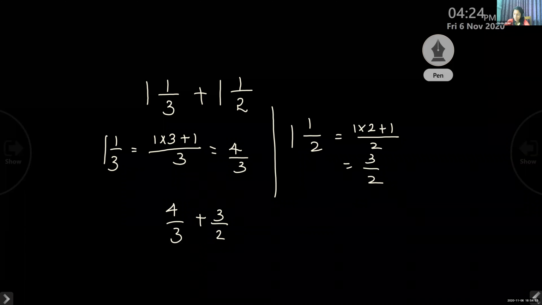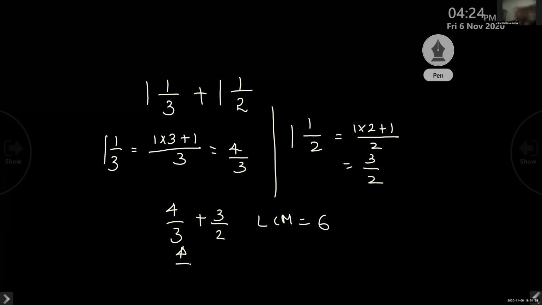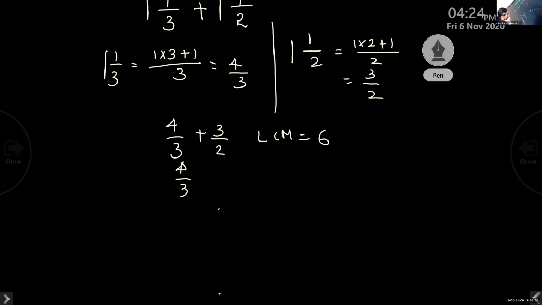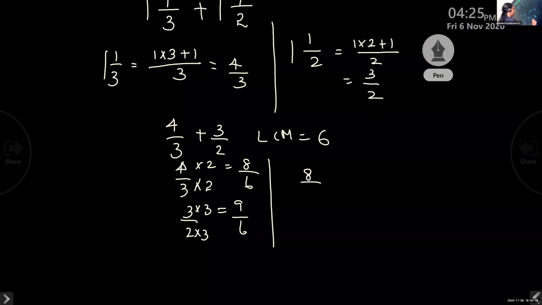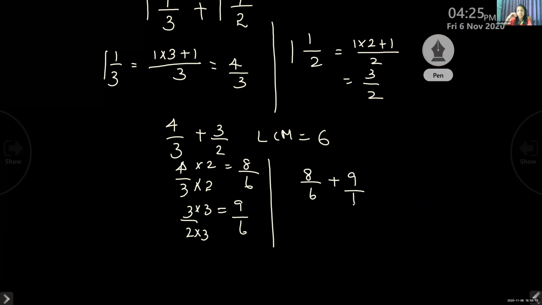LCM is 6. So 4 by 3 into 2 is 8 by 6, and 3 by 2 into 3 is 9 by 6. So 8 by 6 plus 9 by 6 is equal to 17 by 6.